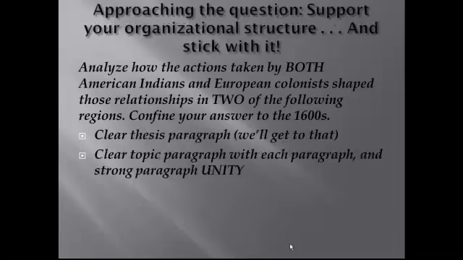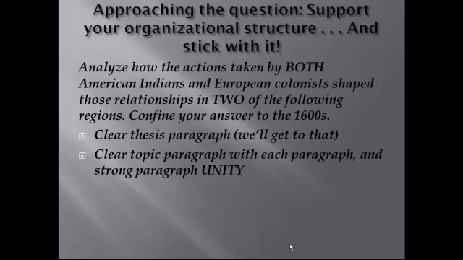Okay, this is a very important piece of writing advice, and this goes for any AP exam and very much for your AP Language and Composition exam. Support your organizational structure and stick with it. In other words, write a clear thesis paragraph, and we're going to get to that in the next slide, and a clear topic sentence with each paragraph. I miswrote that on the slide.